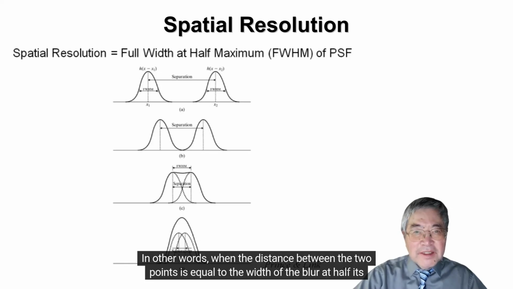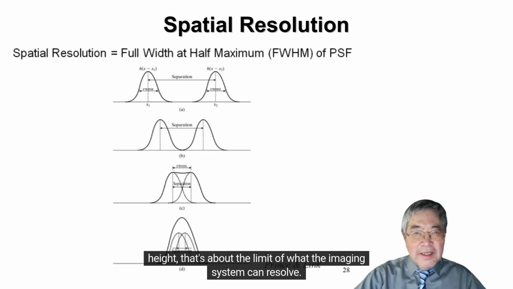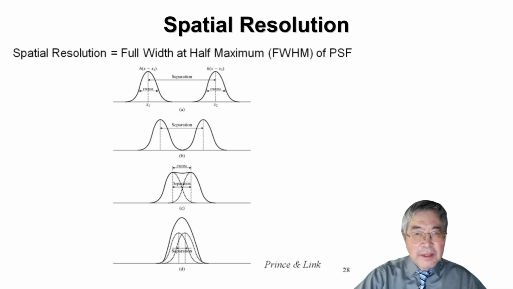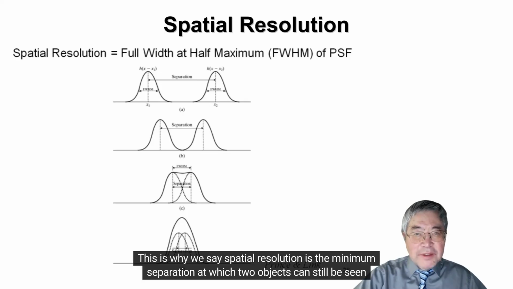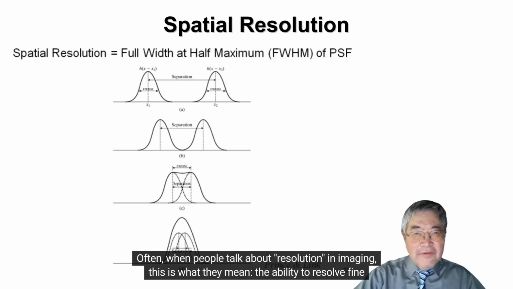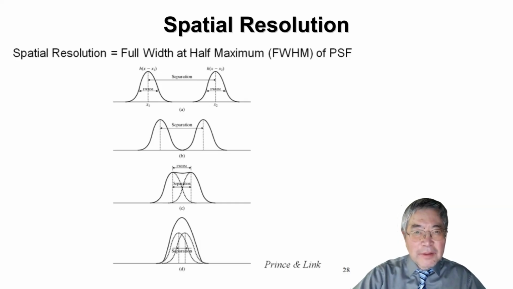In other words, when the distance between the 2 points is equal to the width of the blur at half its height, that's about the limit of what the imaging system can resolve. Any closer and the system can no longer distinguish the 2 points. This is why we say spatial resolution is the minimum separation at which two objects can still be seen as distinct. Often, when people talk about resolution in imaging, this is what they mean: the ability to resolve fine detail.